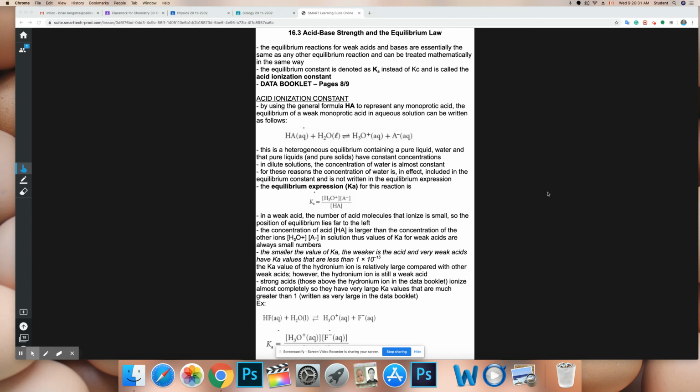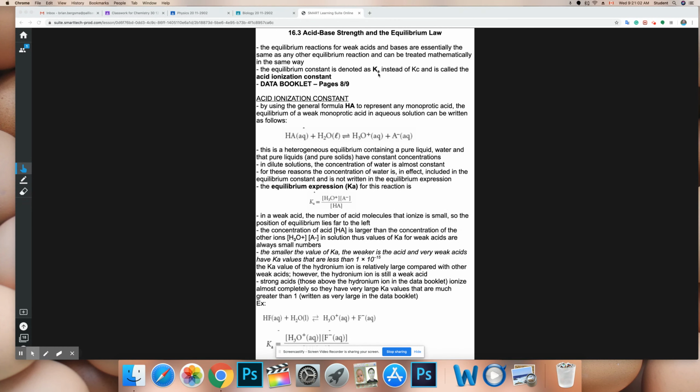The equilibrium constant, denoted as Ka instead of Kc, is the acid ionization constant. We put an A there because it's for our acid ionization constant, instead of the C, which represents any kind of constant. In your data booklet on pages 8 and 9, you have a bunch of different Ka values for the different weak acids. Okay, the acid ionization constant.